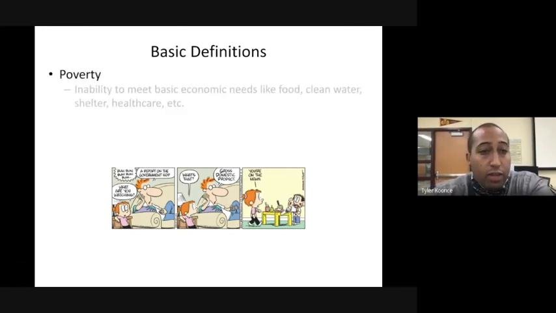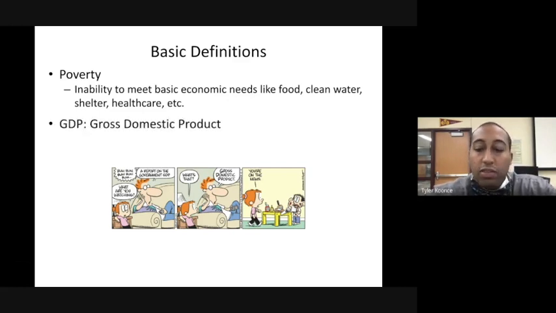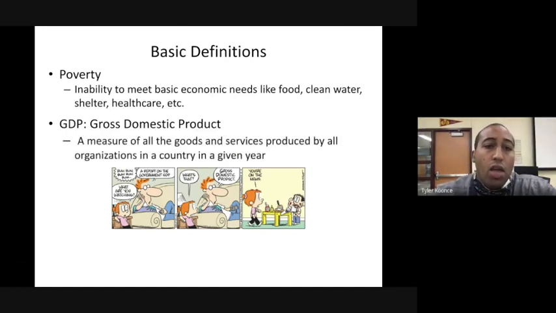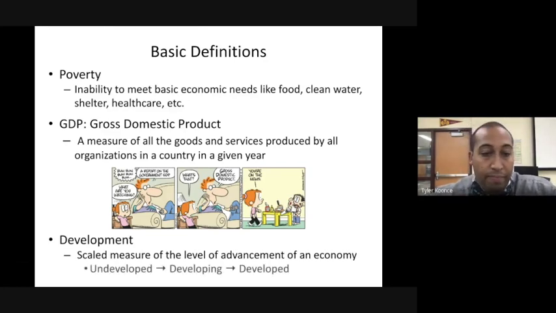One is poverty: the inability to meet basic economic needs like food, clean water, shelter, healthcare, and other things as well. GDP, gross domestic product. You should remember this if you've taken any kind of economics. It's a measure of all the goods and services produced by all organizations in a country in a given year. Development is a scaled measure of the level of advancement of an economy. The scale that we use is undeveloped, developing, and developed.